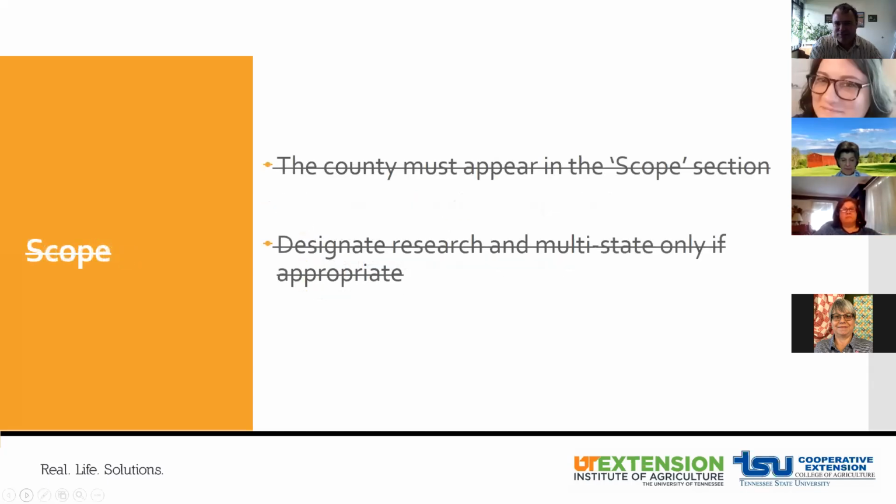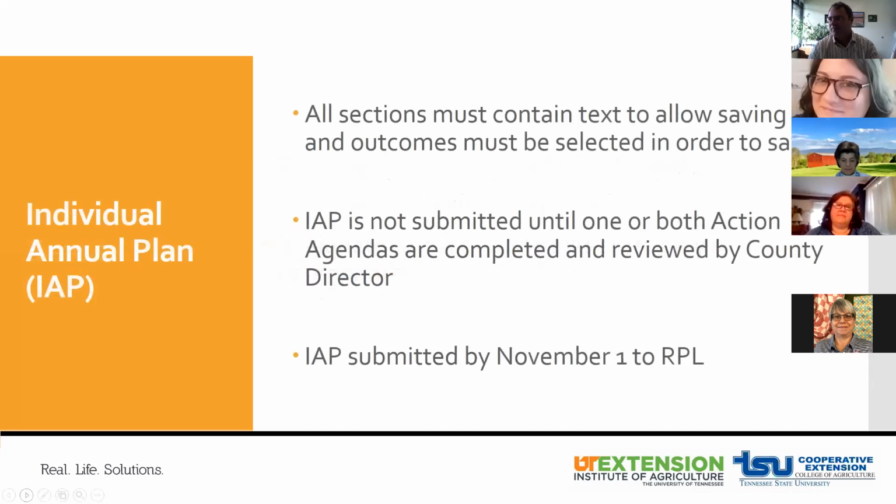We've eliminated scope. We figured out if you're a county extension agent, we pretty well know that the primary scope is in your county, and that's straightforward. So we've eliminated that for you to have to worry about.